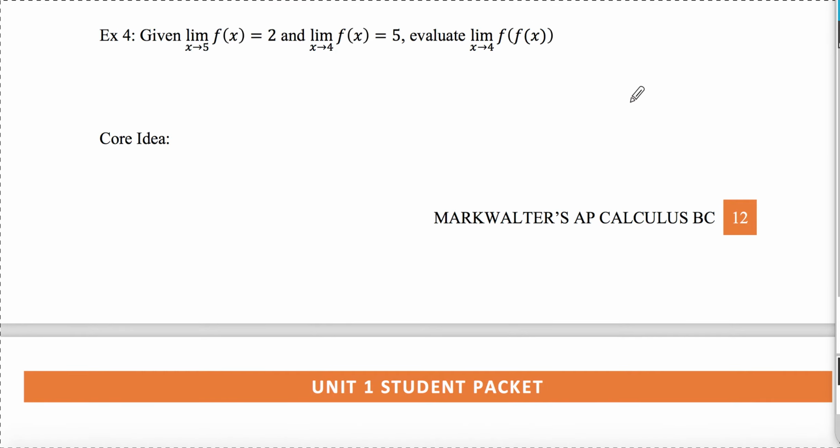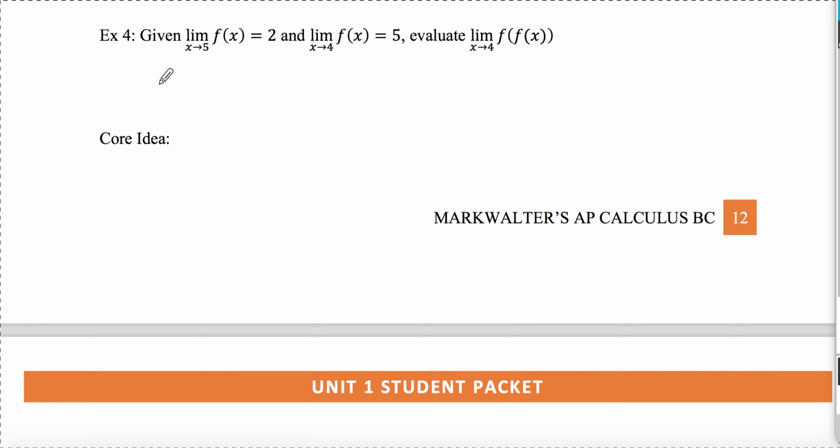Here's an example of a compound function, right? We're given some limits that we know. The limit as x approaches 5 of f of x is 2. The limit as x approaches 4 of f of x is 5. Evaluate the limit as x approaches 4 of f of f of x.